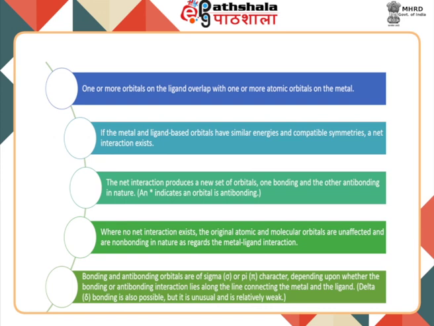The principles of ligand field theory are similar to those for the molecular orbital theory. These are: first, one or more orbitals in the ligand overlap with one or more atomic orbitals in the metal. Second, if the metal and the ligand based orbitals have similar energies and compatible symmetry, a net interaction will exist. Third, the net interaction produces a new set of orbitals, one bonding and the other antibonding in nature.